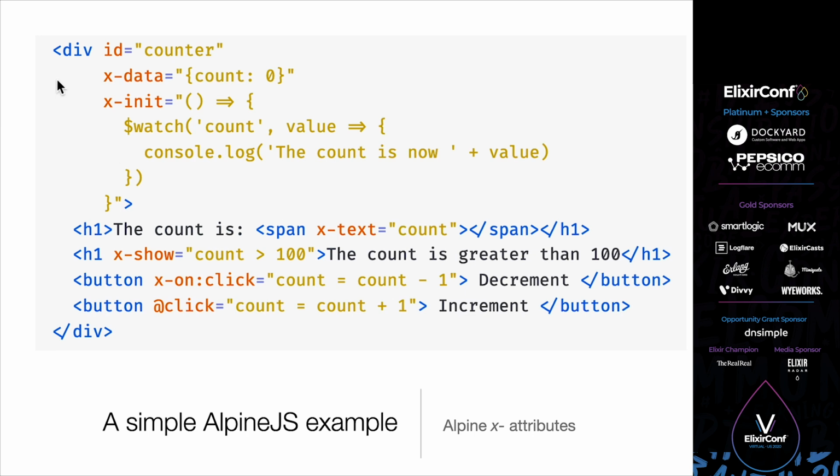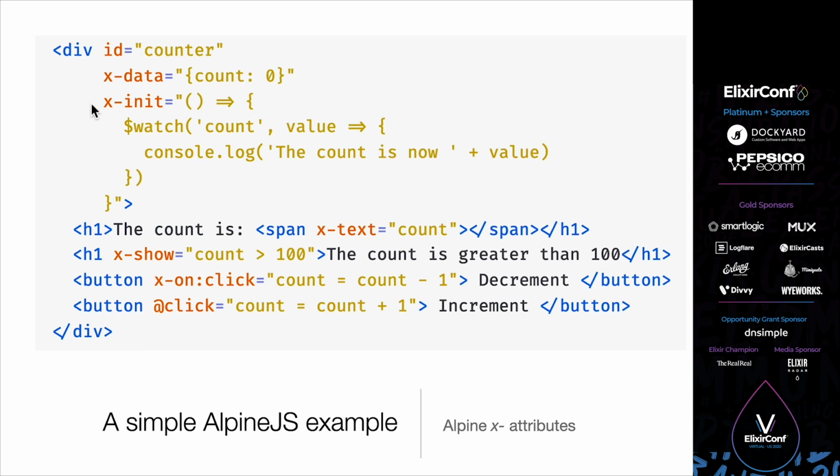Alpine is added to your markup using x-directives. There's a set of x-directives that we can use to write our AlpineJS code. It always starts with an x-data directive. This declares the Alpine component scope, and you can give it a JavaScript object with a set of data properties.